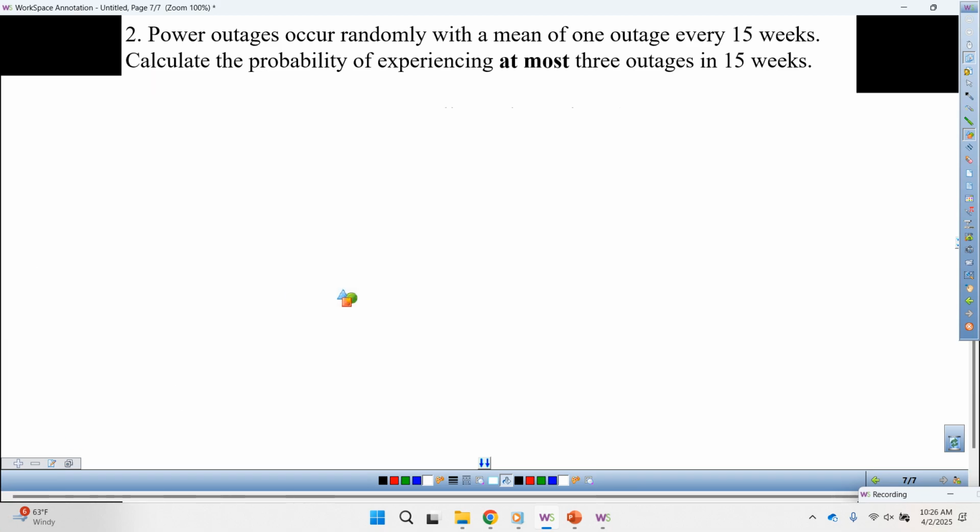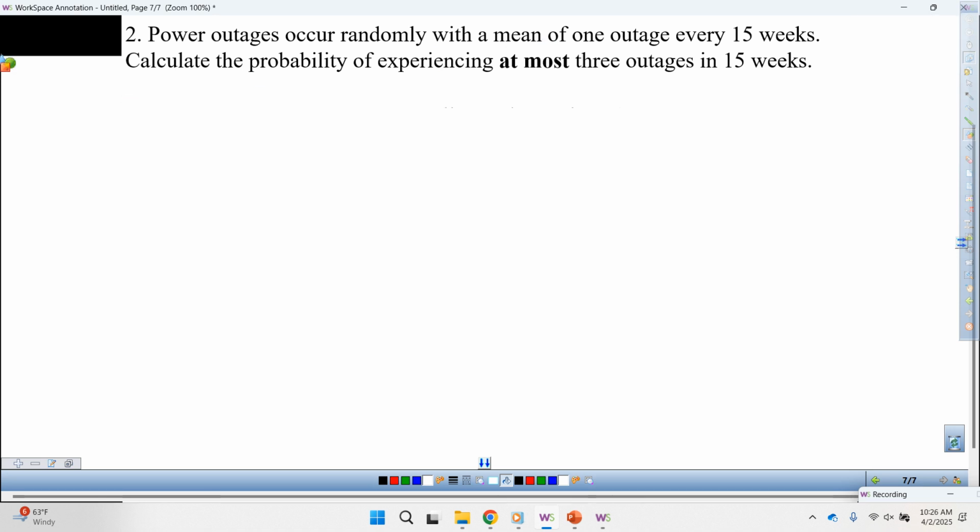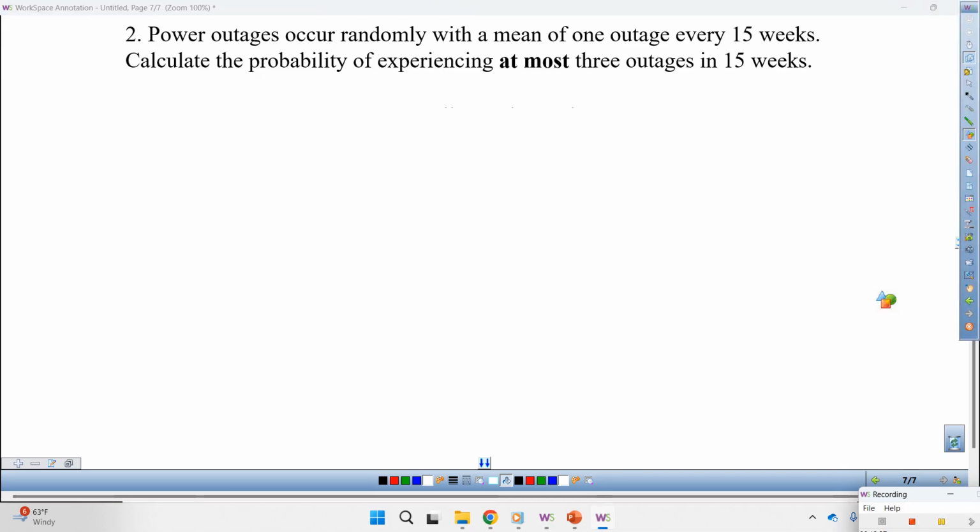It is on your screen, and let me read it out loud as you're copying that in your notes. It says, number 2, power outages occur randomly with a mean of 1 outage every 15 weeks. Calculate the probability of experiencing at most 3 outages in 15 weeks. So copy that in your notes, please. I'll wait for you. All right, everybody copied that already? Here we go. Y'all ready?